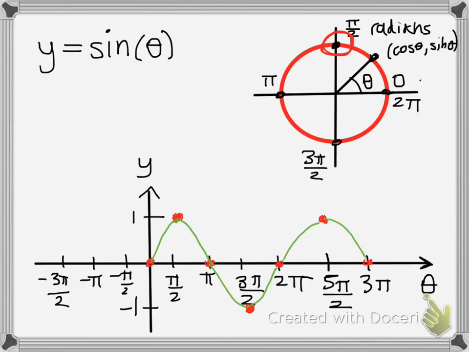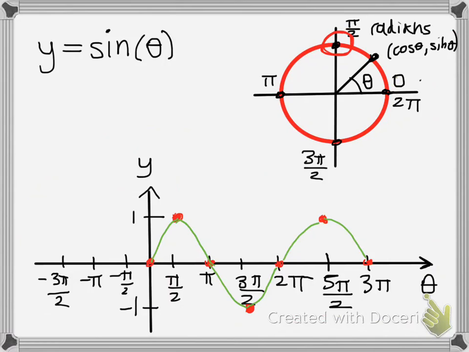And then if we go to negative angles, so these negative numbers here, that means we're turning clockwise on the unit circle. Before we were turning counterclockwise, negative angles mean we're turning clockwise.